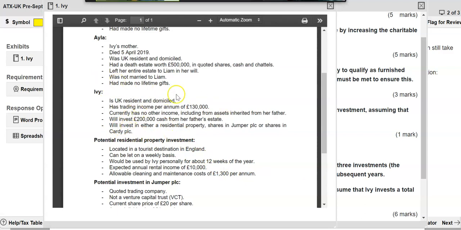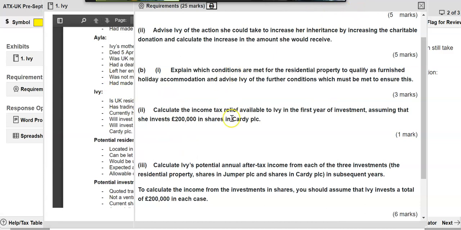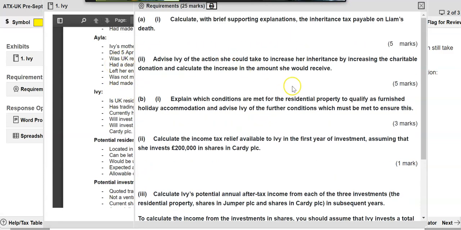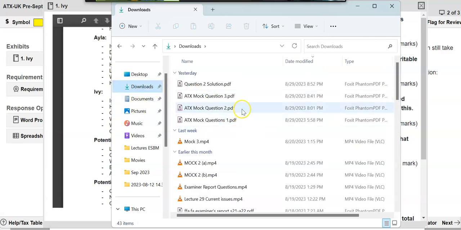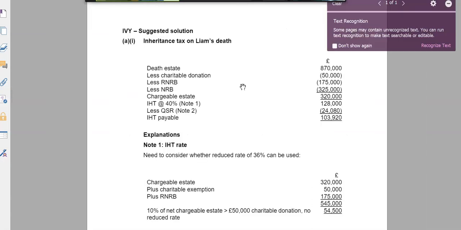Okay, so let's put a break here. Let's discuss the first part. So we are done with the reading, and we can write the answer for requirement A1, A2 and B1. Okay, so let me jump on to the answers. Just a second. Okay, can you see it on the screen?